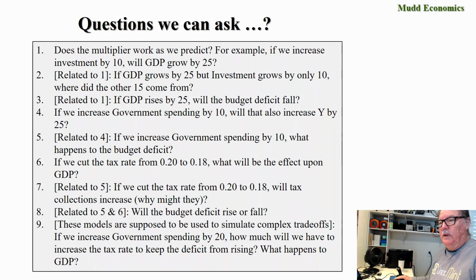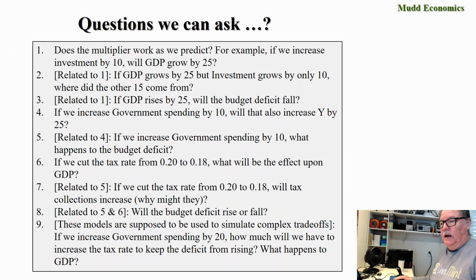So the two questions being asked here, the first 3 I should say, is what happens when we have an increase in autonomous investment. Then 4 and 5 are what happens if there's an increase in government spending instead of that. And so 5 is related to 4. If we increase government spending by 10, what happens to the budget deficit then? 6, if we cut the tax rate instead of increasing government spending, what will be the effect upon national income? Because it is a popular policy.